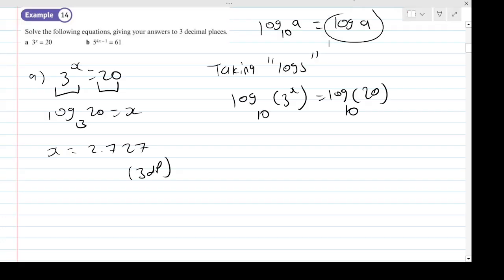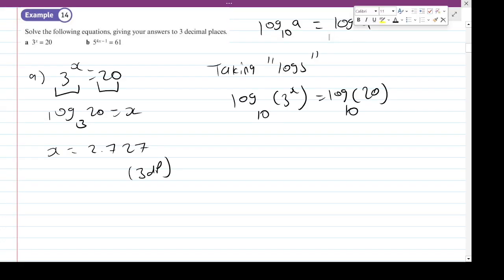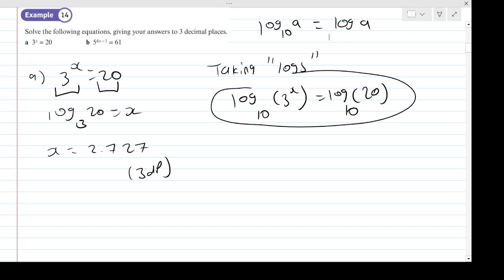So if you see just a log with no base, that is base 10. And so anyway, we'll be using base 10 just for simplicity. But okay, so with this in mind, we've got the logs now. How can we solve this equation here then?